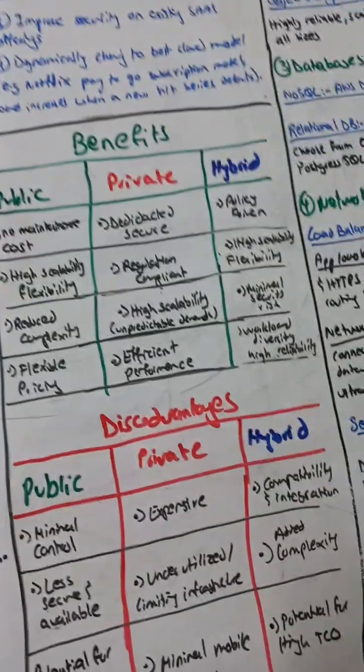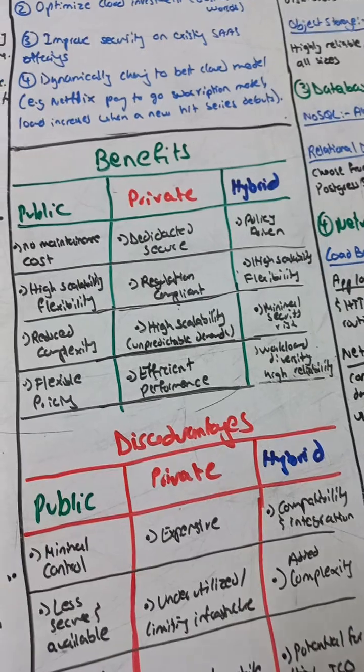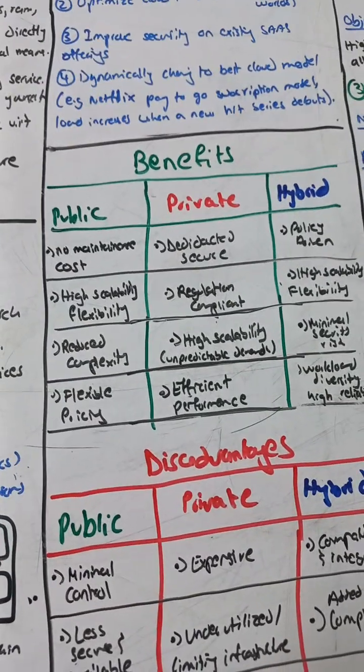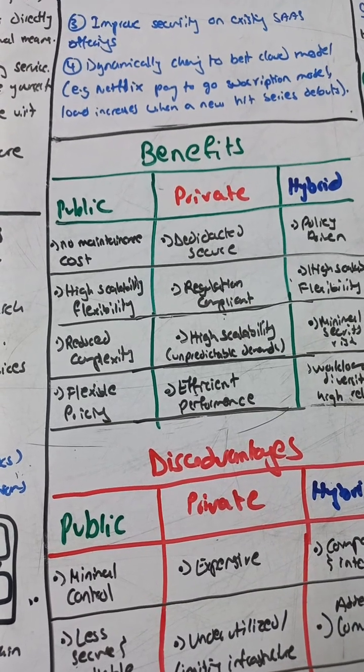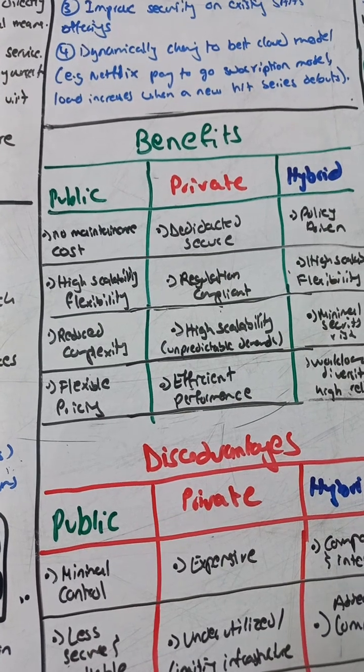So again, let's just review it very quickly. Benefits: for public, you don't actually need any maintenance cost. It's highly scalable, flexible, and you have very flexible pricing. And the fourth point was that it has reduced complexity.